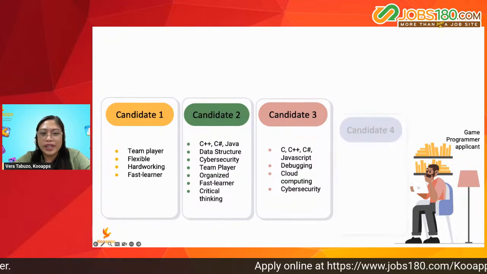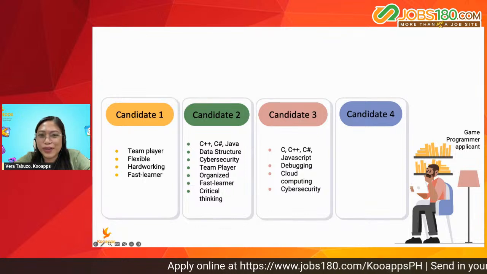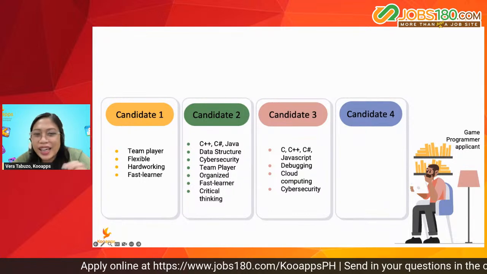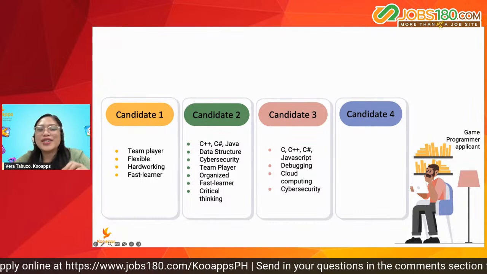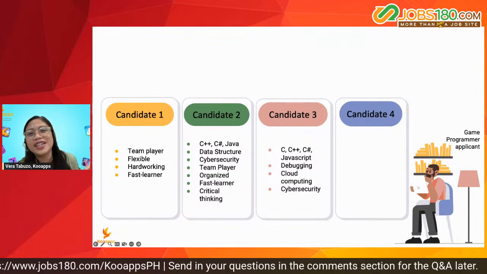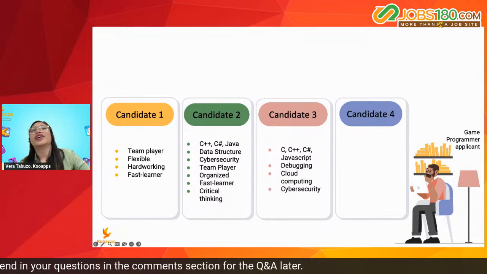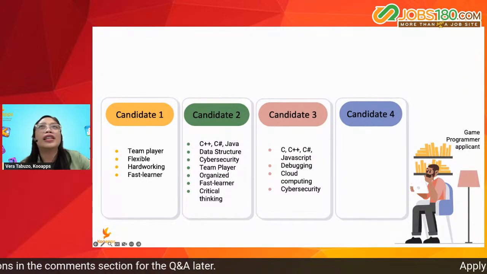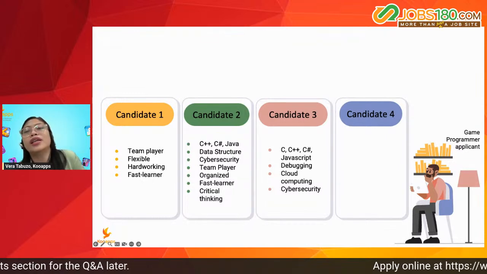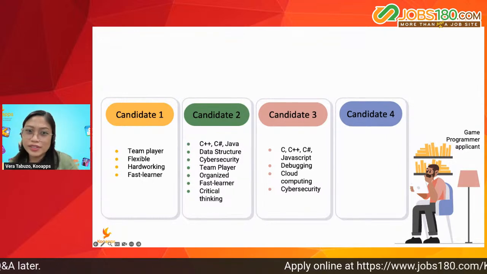Last here is candidate 4. Candidate 4 didn't list any skills at all. So the recruiter will be asking, is this candidate even interested in the job? Or does candidate 4 even think that this is all that's needed to apply for the job?